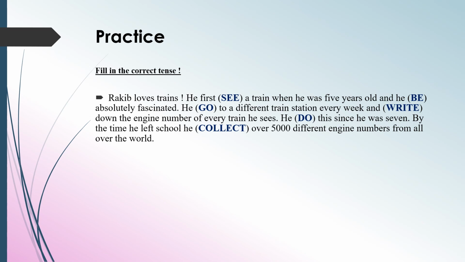Okay, now we have another practice. I have given you lots of information, lots of knowledge, but let's see whether you can do it or not. Rakib loves trains. He first see a train when he was 5 years old, and he be absolutely fascinated. He go to a different train station every week and write down the engine number of every train he sees. He do this since he was 7. By the time he left school, he collected over 5,000 different engine numbers from all over the world.